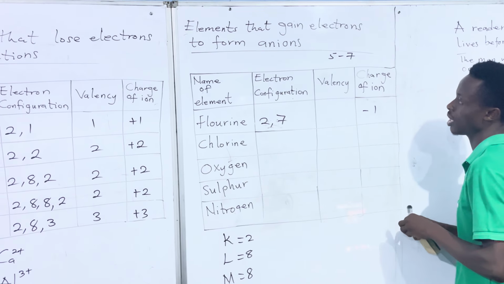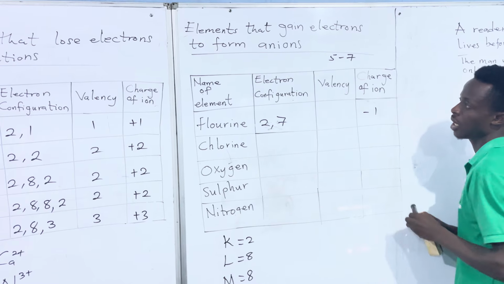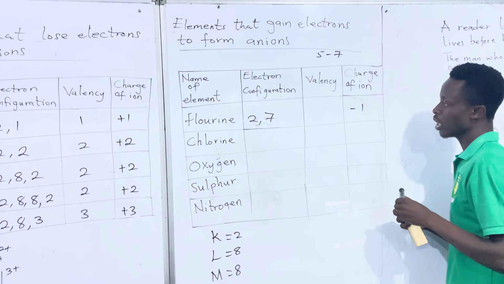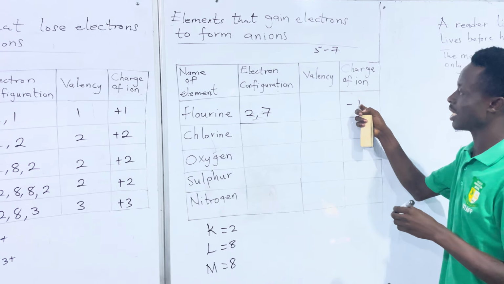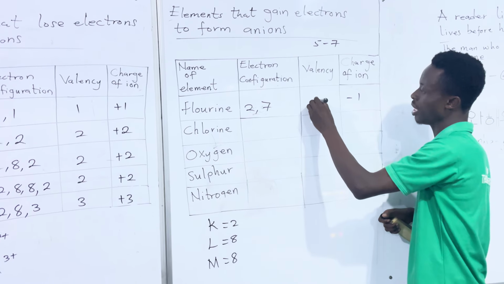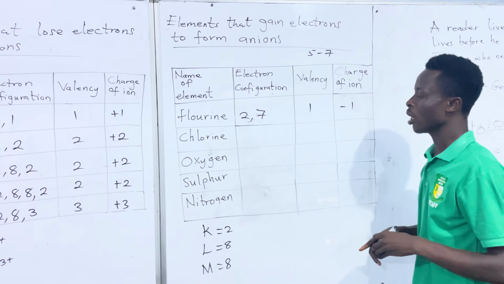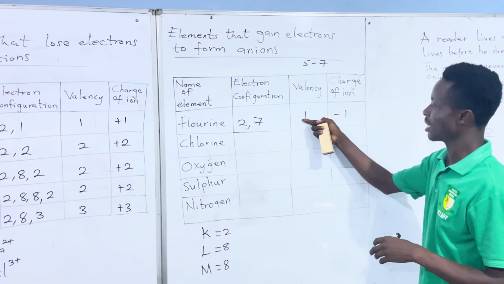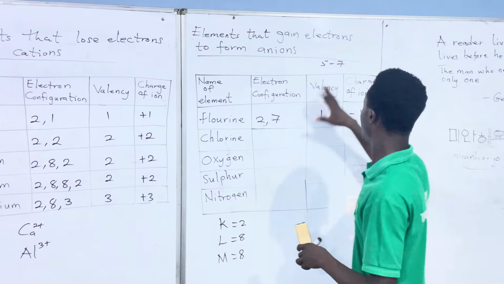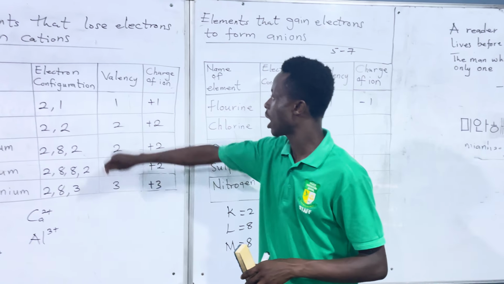So when it gains an electron, it is what? Negative. And then the valency is the charge that it will gain for it to be stable. So the valency will be 1. You have to understand the differences between the valency for cations and the valency for anions.